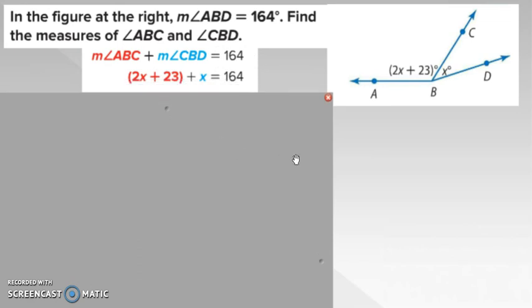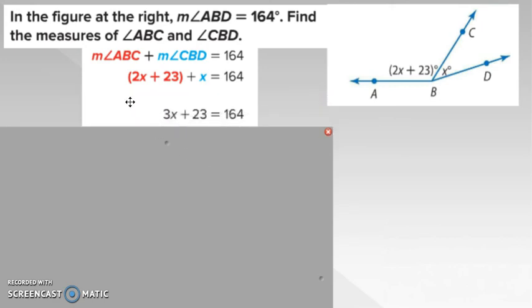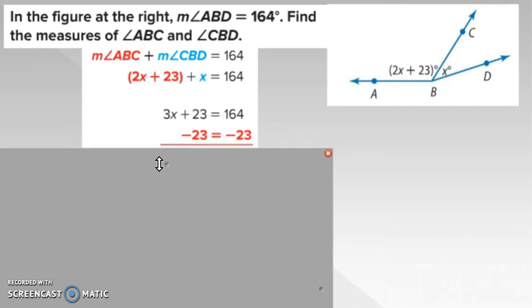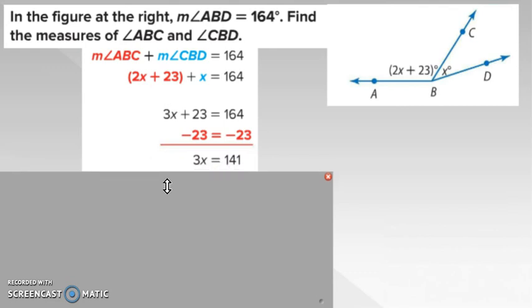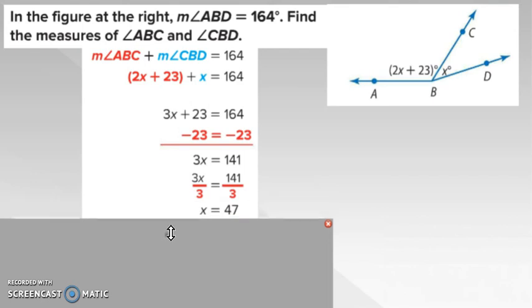Here we are filling in the parts that they gave us. 2x plus 23 plus x equals the whole thing. We combine our like terms. 2x plus x is 3x plus 23. Subtract 23 from each side to get the 3x all alone. Divide by 3. And we find that x is equal to 47.